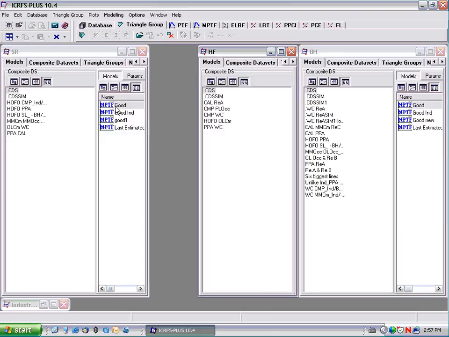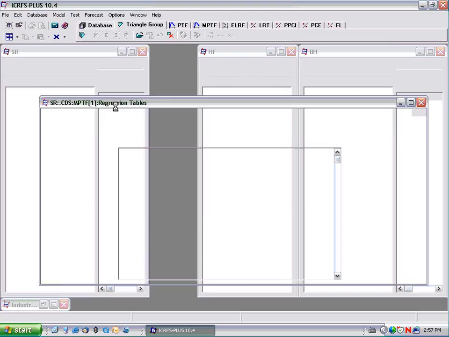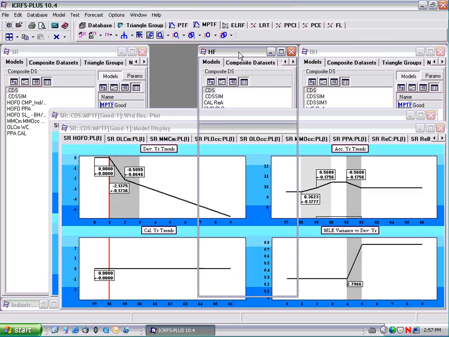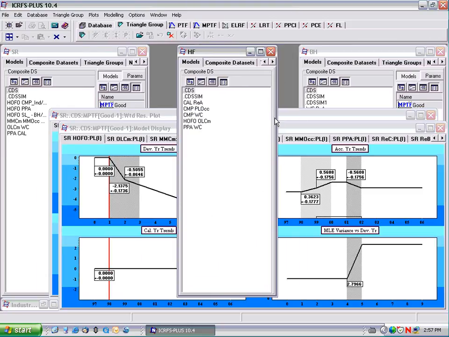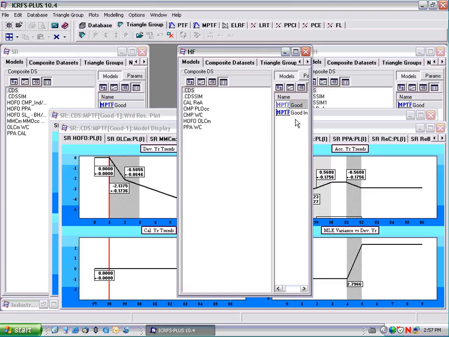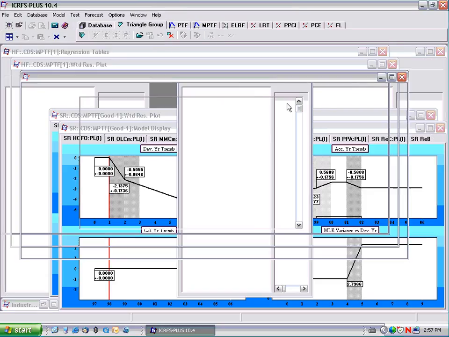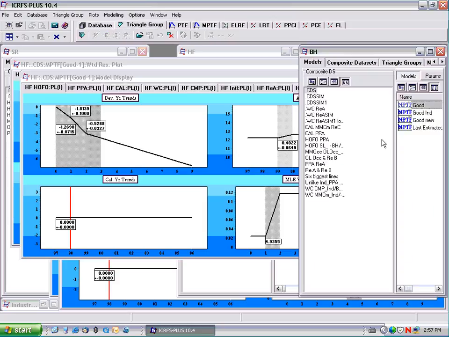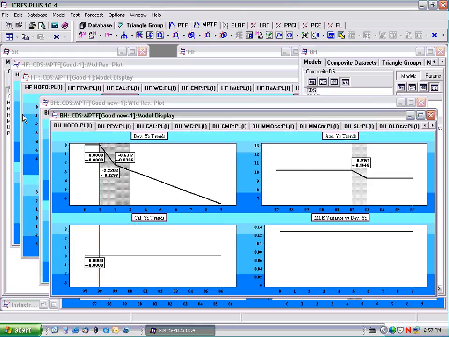For Swiss Re, I've got a model called Good. Tiling wasn't really that good. For Hartford, the model called Good, and for Berkshire Hathaway, we'll use Good New. It's just the same as Good, but anyway, let's use Good New. And let's compare now the trend structures for each for the lines of business and show that they're different.